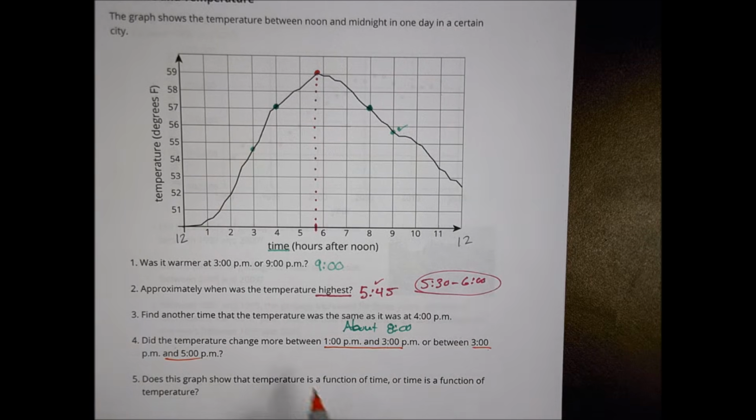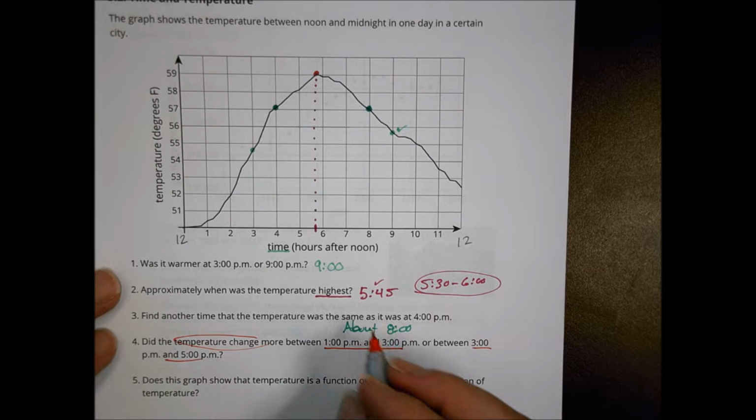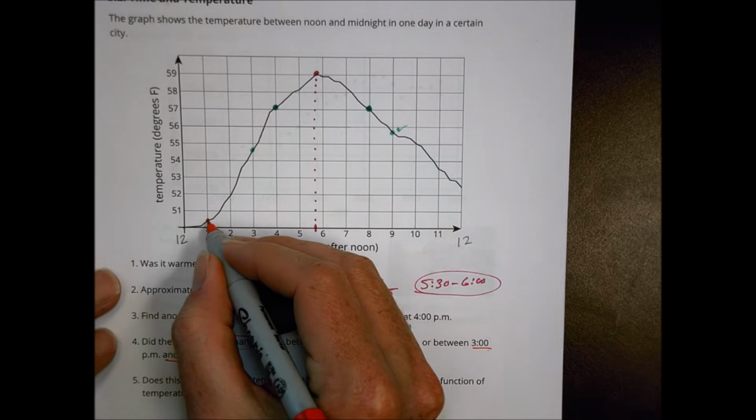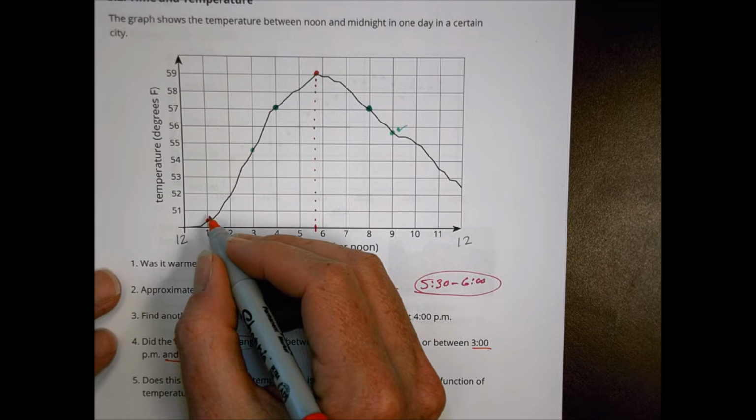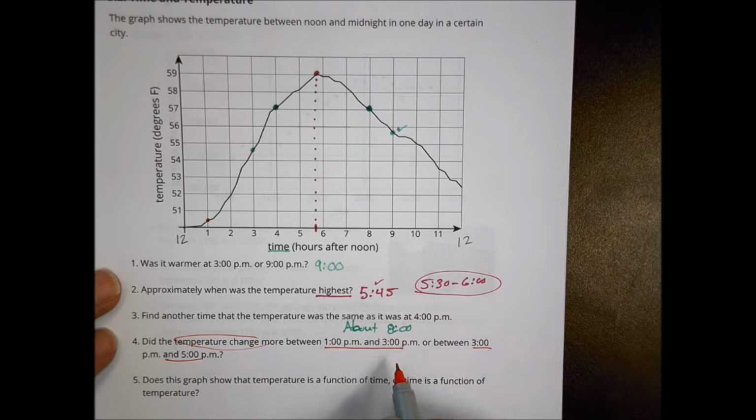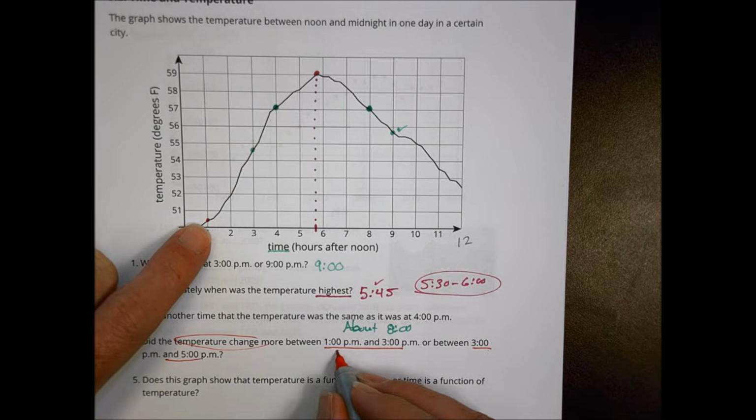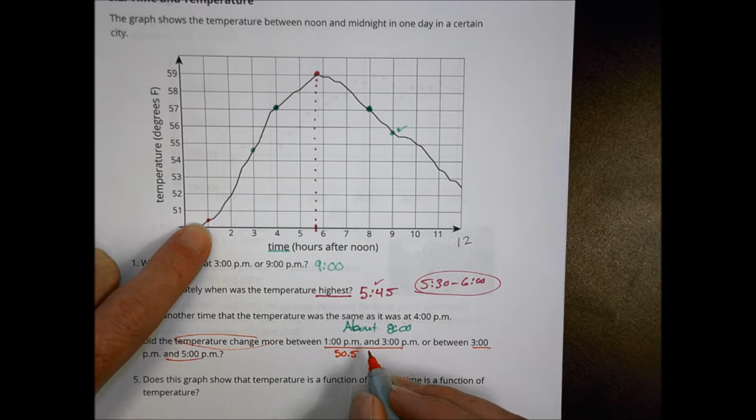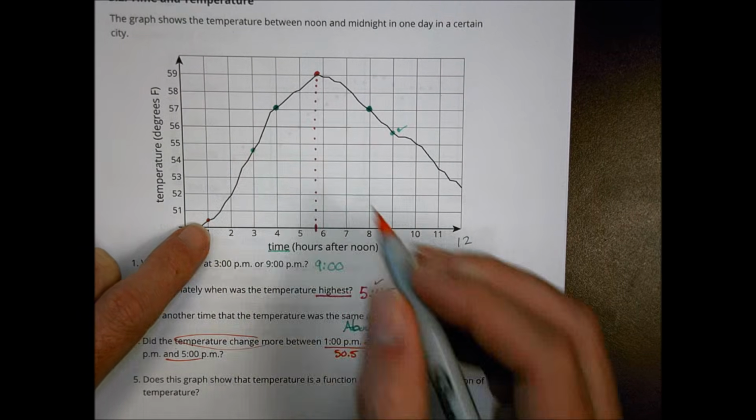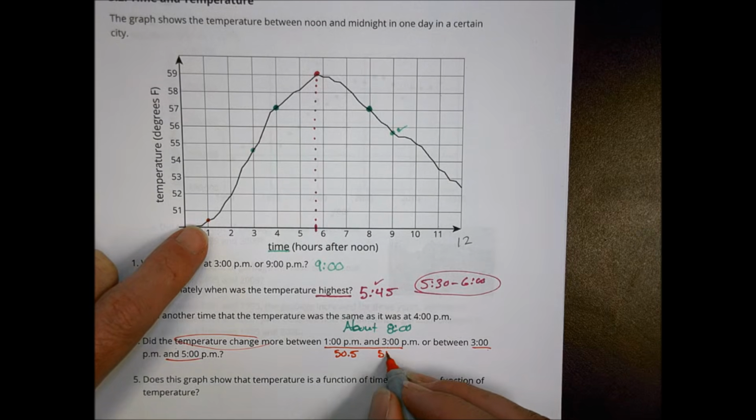So we're looking for that temperature change in those two ranges there. So I look at 1 o'clock. At 1 o'clock p.m., we are right here at 50.5 degrees. And at 3 o'clock, we say we're maybe at about 54.5 degrees.